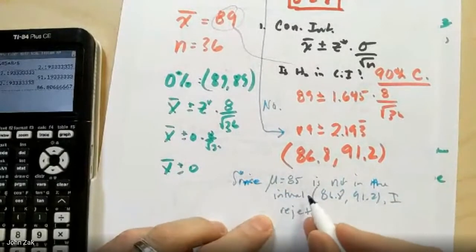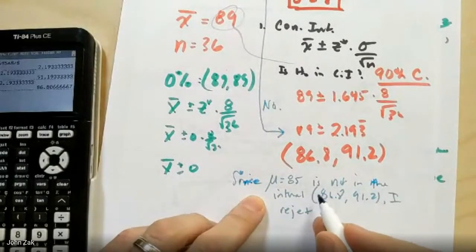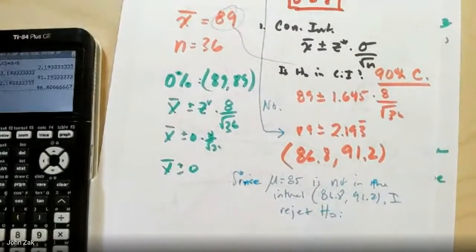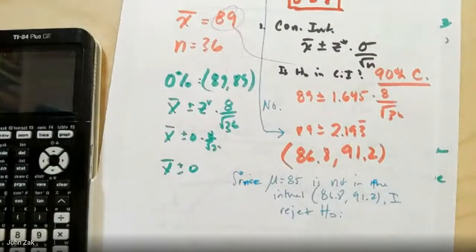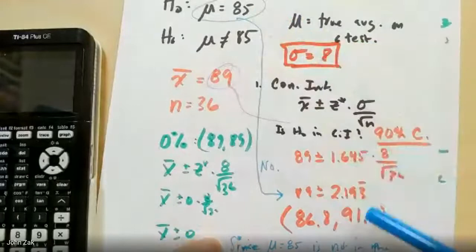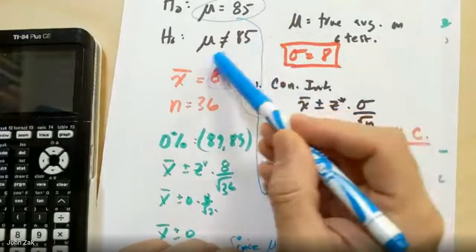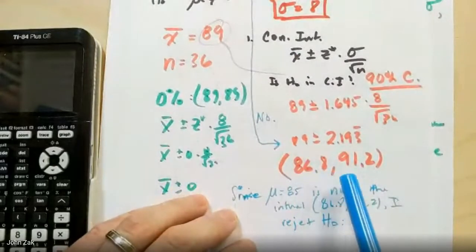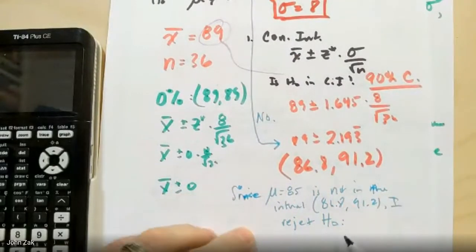Since mu equals 85 is not in the interval, I reject the null hypothesis, right? Yep, sorry, Nick here. We do reject because it's not in there. We're rejecting that it is 85, and we have evidence that it's not 85. How do we know that it's not 85? My 90% confidence interval estimated it to be between 86.8 and 91.2. I reject the null hypothesis.